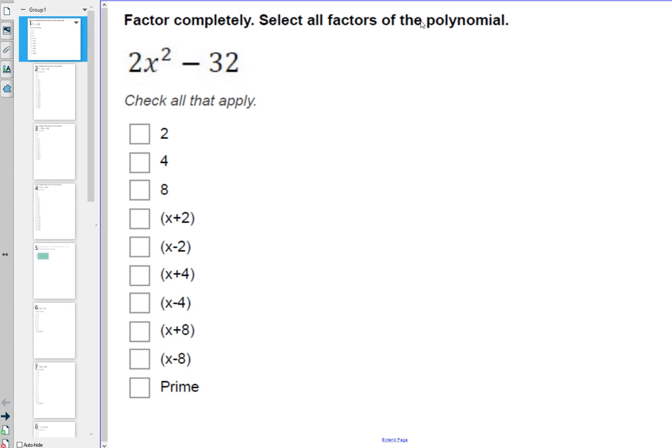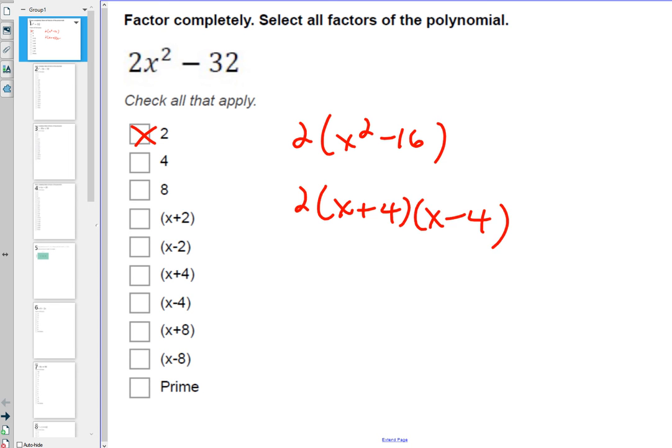First one, factor completely. What should I do first? Yeah, there's a 2 for GCF, so that means 2 times x squared minus 16. Not that I advise you to do this in real time, but if you are, bam, I know 2 is a factor. How do I factor the x squared minus 16? The second time today. Yeah. Difference of squares, thank you. x plus 4, x minus 4.